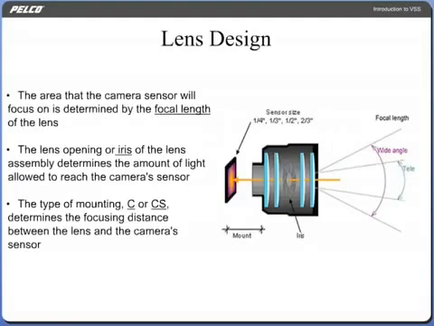The purpose of any lens is to properly focus an image on the faceplate of the camera's sensor. The area that the camera sensor will focus on is determined by the focal length of the lens. The lens opening or iris of the lens assembly determines the amount of light allowed to reach the camera's sensor. The type of mounting, C or CS, determines the focusing distance between the lens and the camera's sensor.